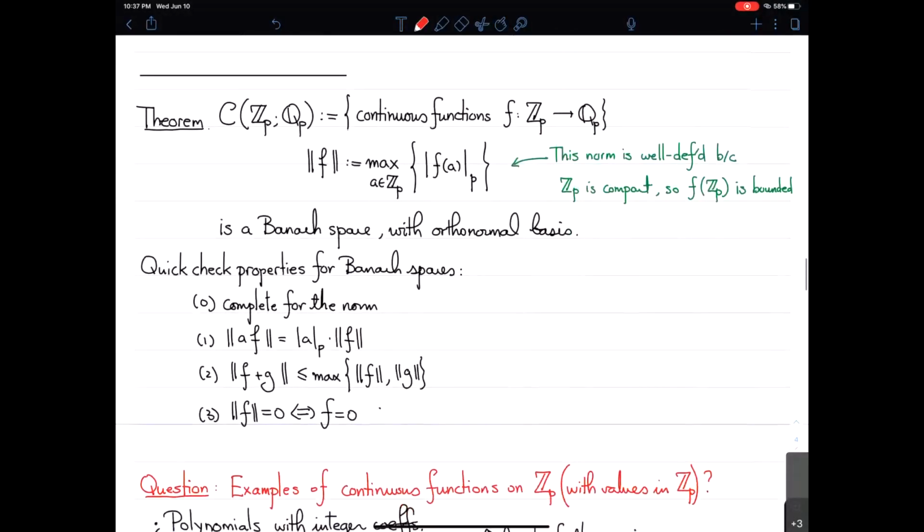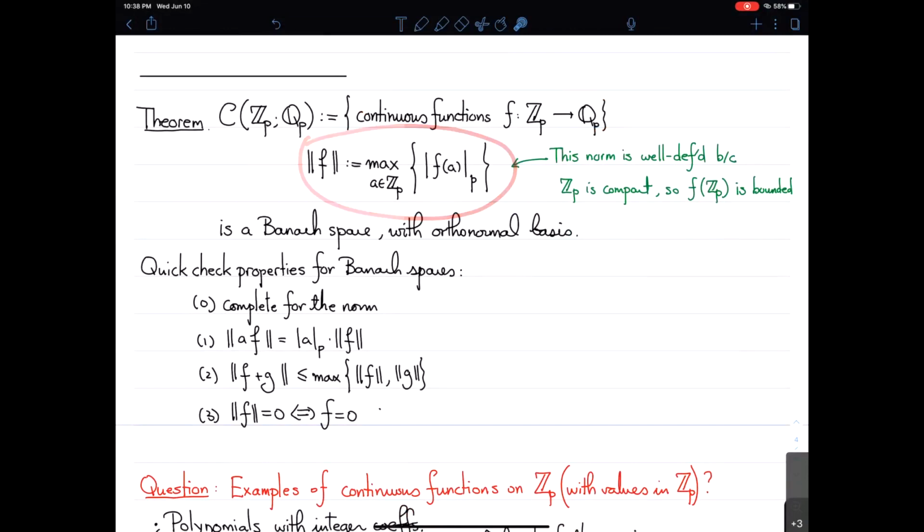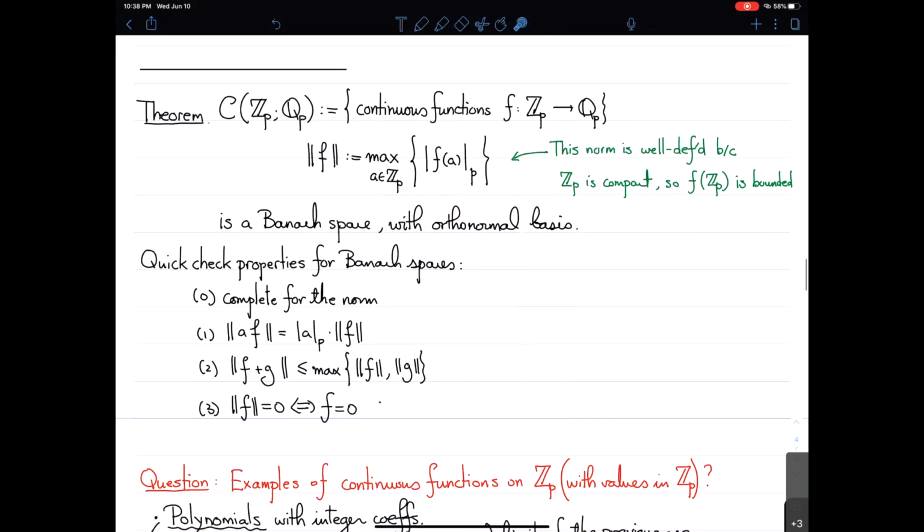Okay, so let's go back to this. I want to say, a continuous function on Z_p with values in Q_p, and then the norm is the maximum value of this, meaning you take the value of f at some point, take the p-adic norm of that, and then take the maximum. This norm is well defined because Z_p is compact, so the image of f will be a bounded set in Q_p, and therefore the norm always achieves its maximum. And you can see that this is a Banach space.